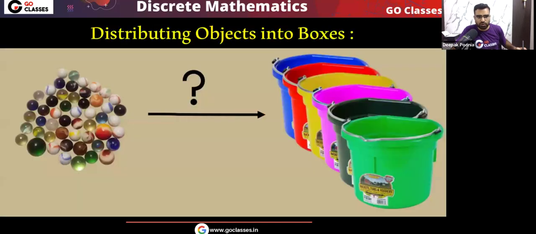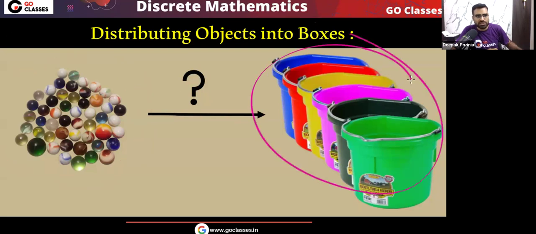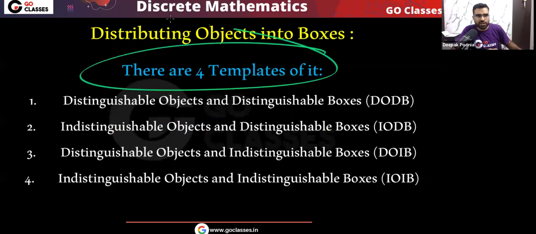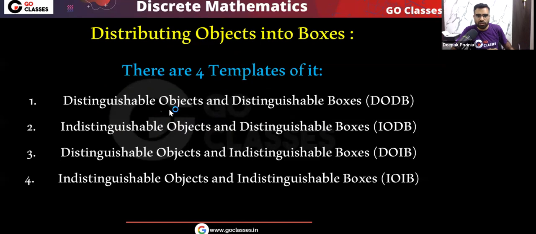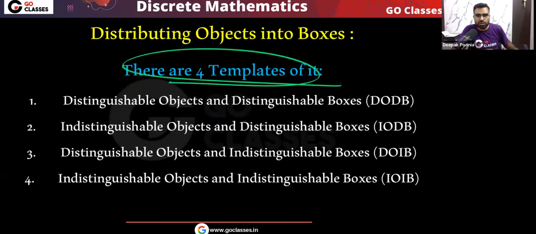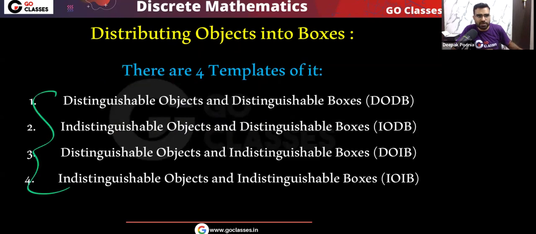So you can see this photo here. We have some boxes, or I can say some buckets, and we have some objects. We want to distribute these objects into these boxes. Now let me tell you that to distribute objects into boxes, there are four different templates. Basically, there are four different types of questions that can be created. So these are the four different templates that we will study one by one.